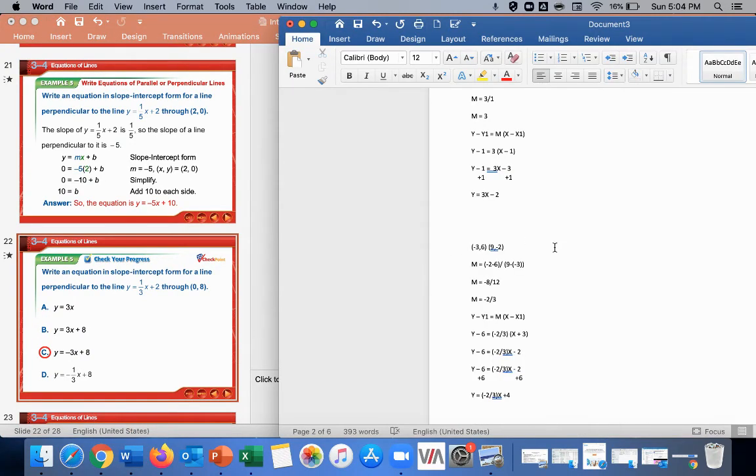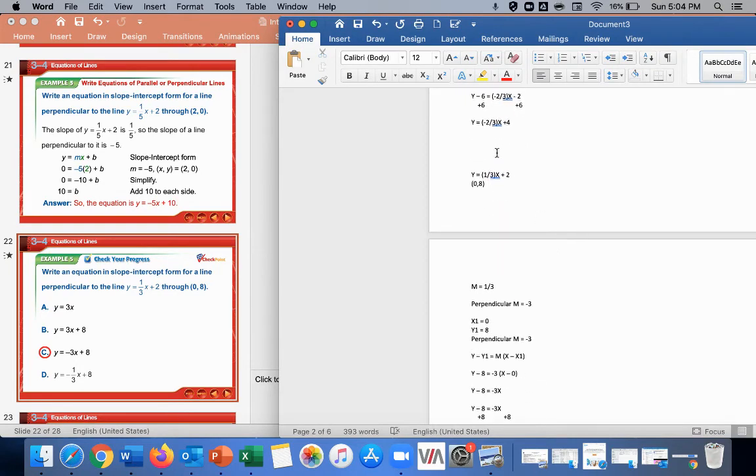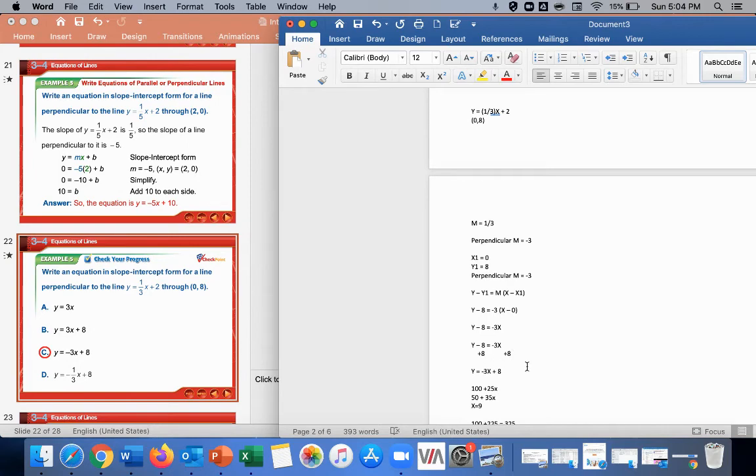Okay, so let me go down to this part. Okay, so y equals 1/3 x plus 2. All right, and it goes through (0, 8). So we know that our slope is 1/3, but we're looking for the perpendicular slope. So we flip this, and it becomes 3 over 1, and you make it negative, so it becomes negative 3 over 1, which is negative 3. All right? We know that our x1 is 0, our y1 is 8, and the perpendicular slope is negative 3. So we plug it into the point-slope form. y minus y1 equals m times x minus x1, which would be y minus 8 equals negative 3 times x minus 0. y minus 8 equals negative 3x. So add 8 to both sides. y is going to equal negative 3x plus 8.